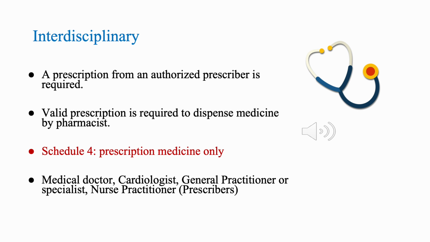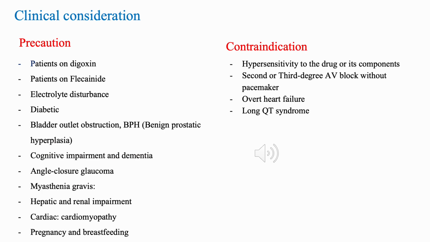Disopyramide is scheduled for prescription medicine only, therefore pharmacists must dispense only prescribed medicines. The prescribers are medical doctors, cardiologists, general practitioners, and nurse practitioners. When using disopyramide, some of the precautionary measures to be considered are patients on digoxin, patients on flecainide, pregnancy and breastfeeding, cardiomyopathy, hepatic and renal impairment. Some of the contraindications are hypersensitivity to the drug or its components, second or third degree AV block without pacemaker, overt heart failure, and long QT syndrome.